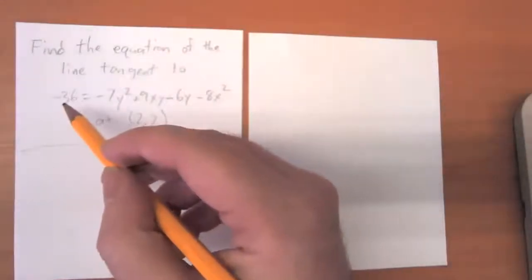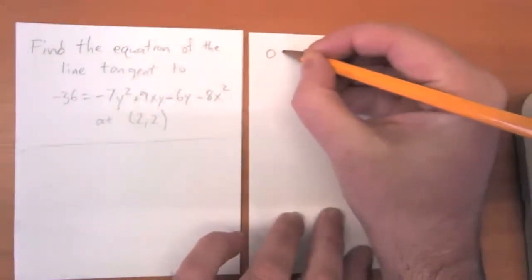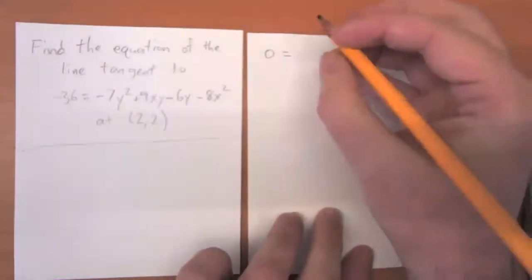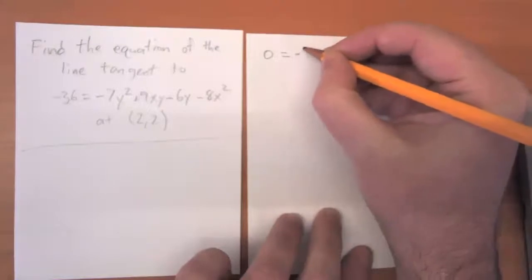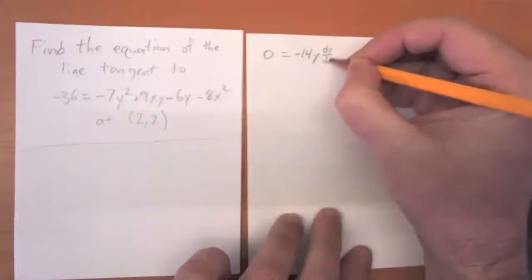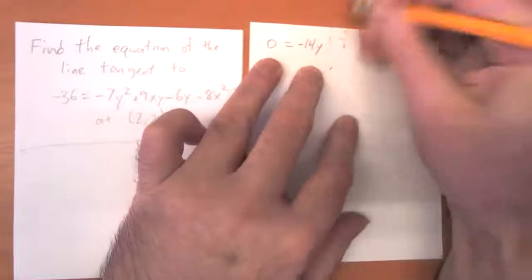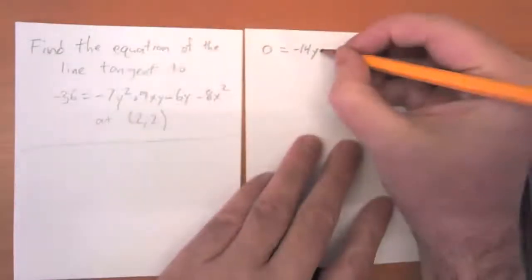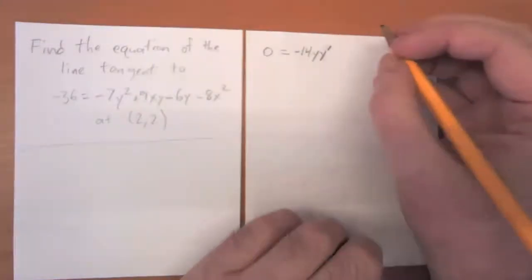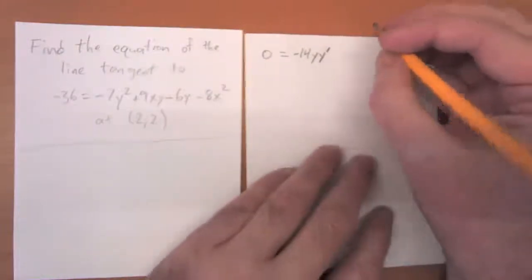When we take the derivative of both sides of the equation, negative 36 is a constant, so that's just going to become 0. And that's equal to negative 7y squared. That's in terms of y, so that is going to be negative 14y times dy/dx. Actually, let me use y prime, the derivative of y with respect to x, which gives you a little less writing to do. Plus 9xy, we're going to use the product rule for that.